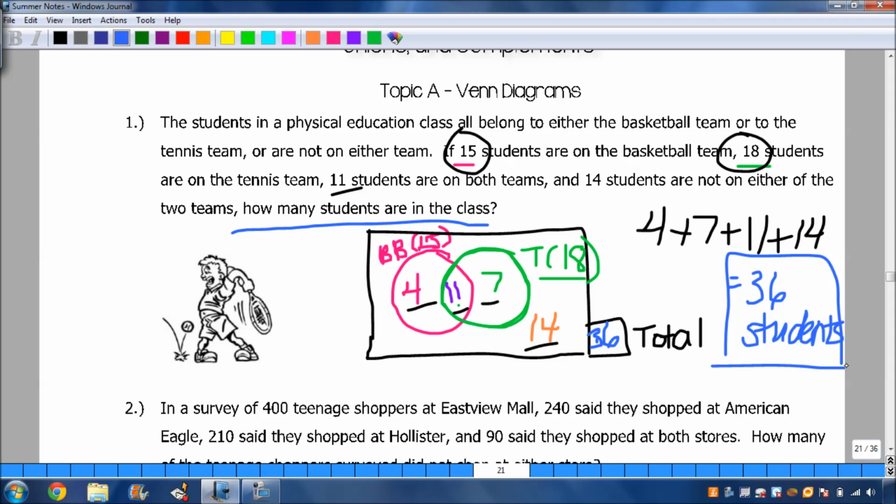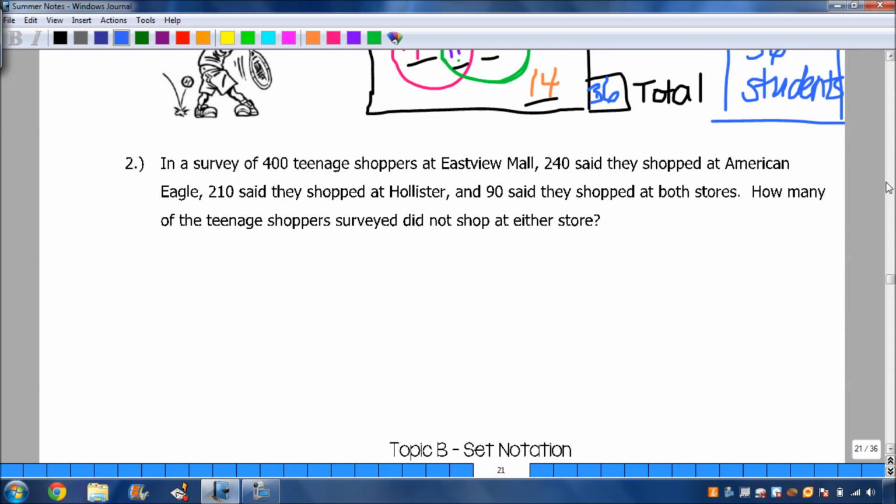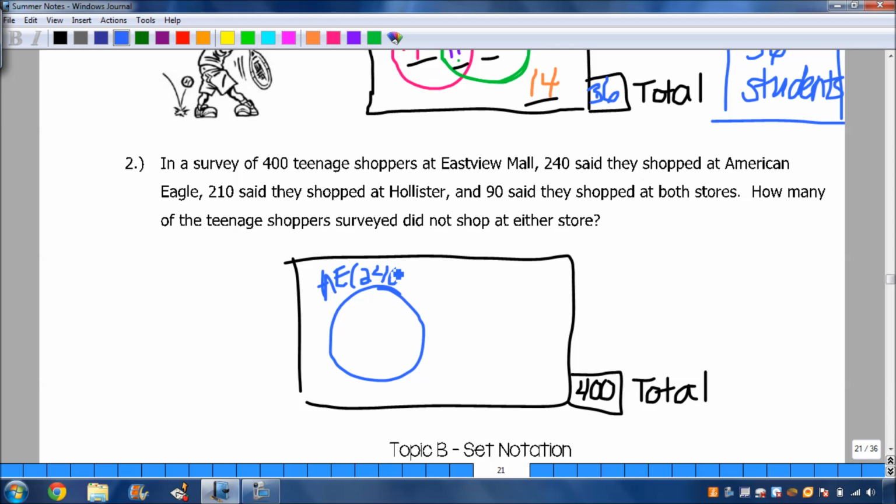Okay. All right, so now let's look at question number 2. In a survey of 400 teenage shoppers at Eastview Mall, so what I'm going to do first of all is create my box to represent all of my information, and I already know my total. My total is 400, okay? 240 said that they shop at American Eagle, okay? So this is going to be American Eagle, and I know that there's a total of 240 right here, okay? 210 said that they shop at Hollister. All right, so I'm going to put another circle right here, and I'm going to say that this is Hollister and that there's 210 of these people.